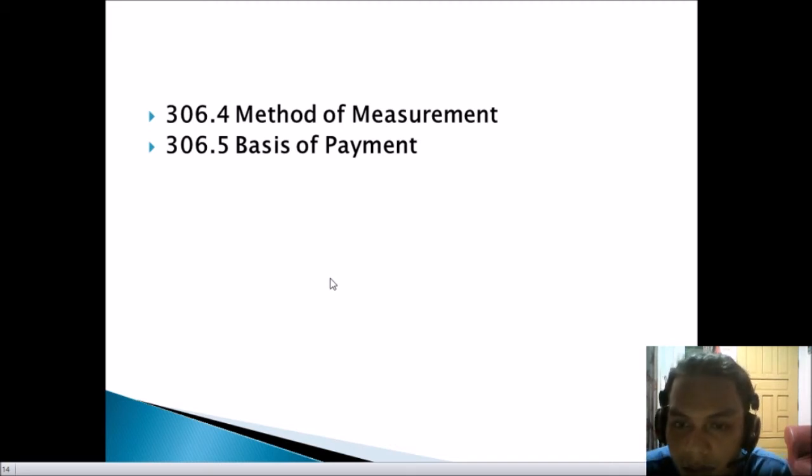So next is the basis of payment. The accepted quantities measured as described in section 306.4 shall be paid for at the contract unit price for bituminous road mixed surface course. Payment will be made under the description: bituminous road mixed surface course, aggregates for bituminous road mixed surface course, unit of measurement is ton; bituminous material for bituminous road mixed surface course, ton, by unit weight.